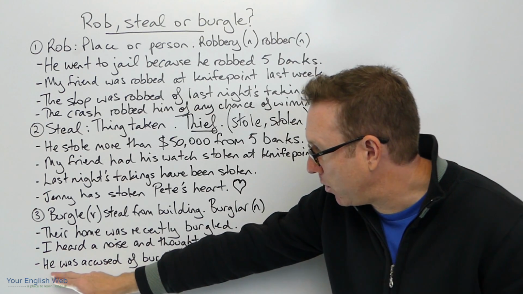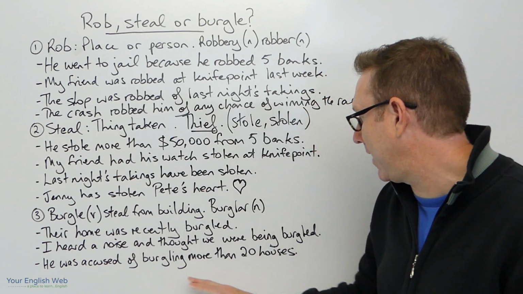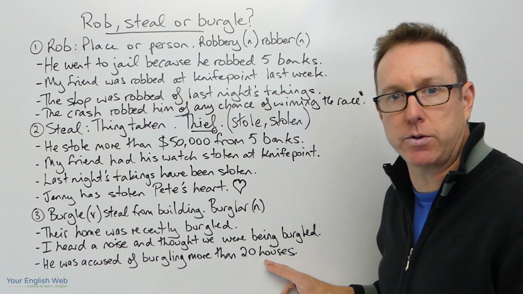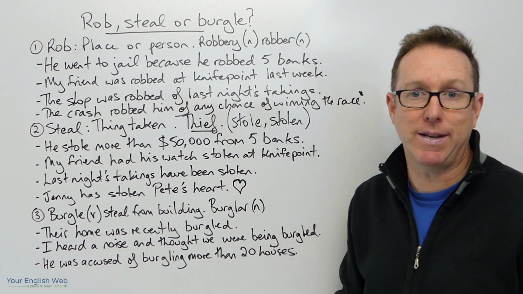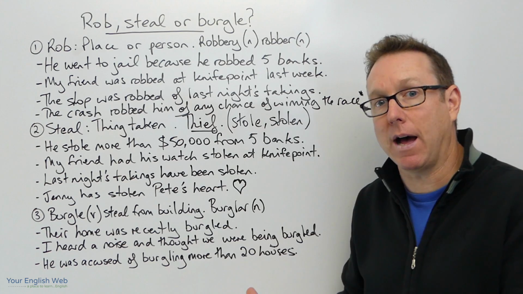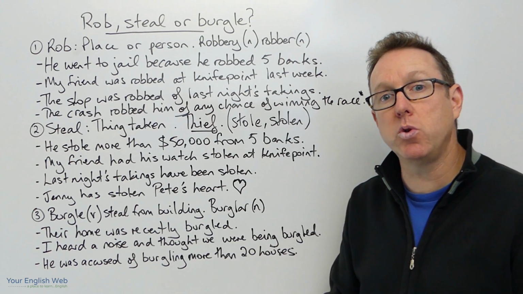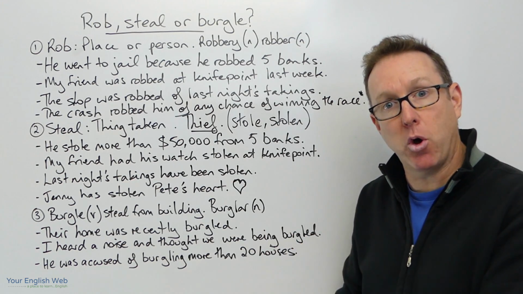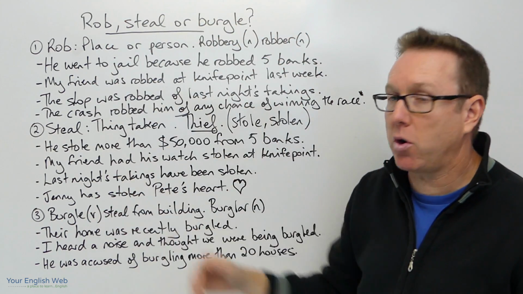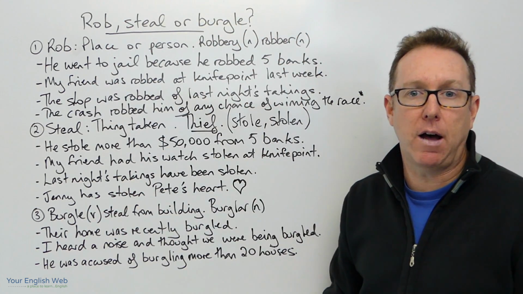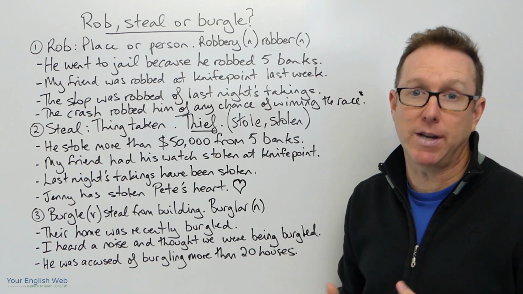And the last example, he was accused of burgling more than 20 houses. He was accused of burgling more than 20 houses because he was a burglar, or at least he was accused of being a burglar. Okay, so rob, steal, burgle. That's the difference of how we use these three words in English.